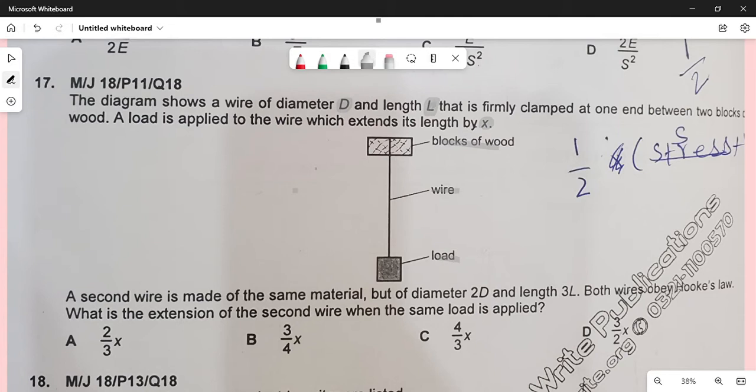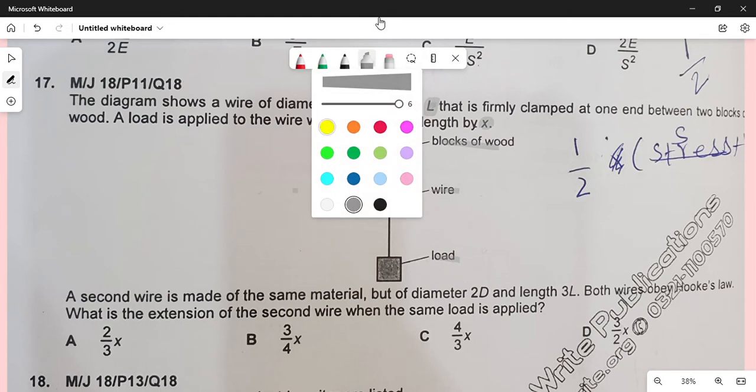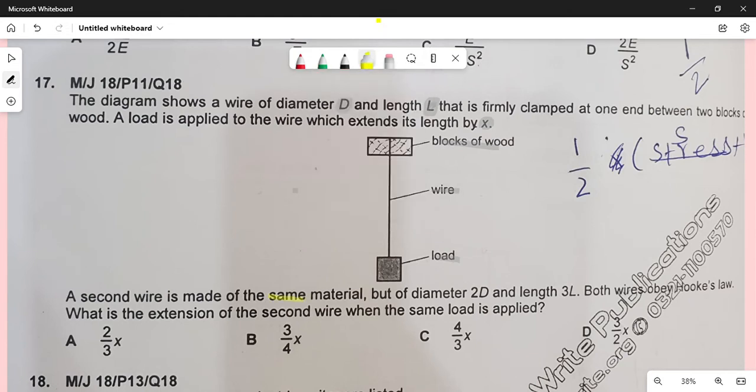There is another scenario. We are using a second wire made up of the same material. This is very important, you should know that it is made up of the same material. It has a diameter of 2d and a length of 3L. Both wires obey Hooke's law, so this is very important information. What is the extension of the second wire when the same load is applied?